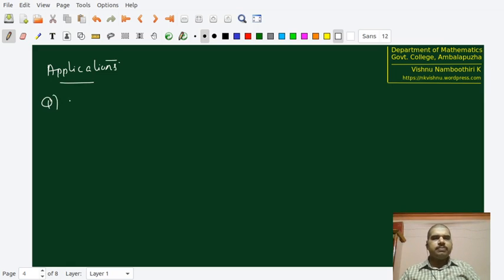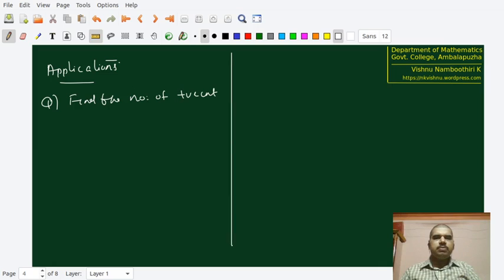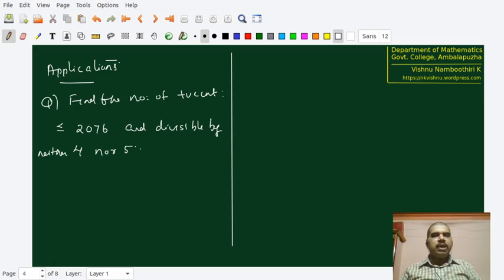The question is the following: find the number of positive integers less than or equal to 2076 and divisible by neither 4 nor 5. So we are supposed to find all positive integers.